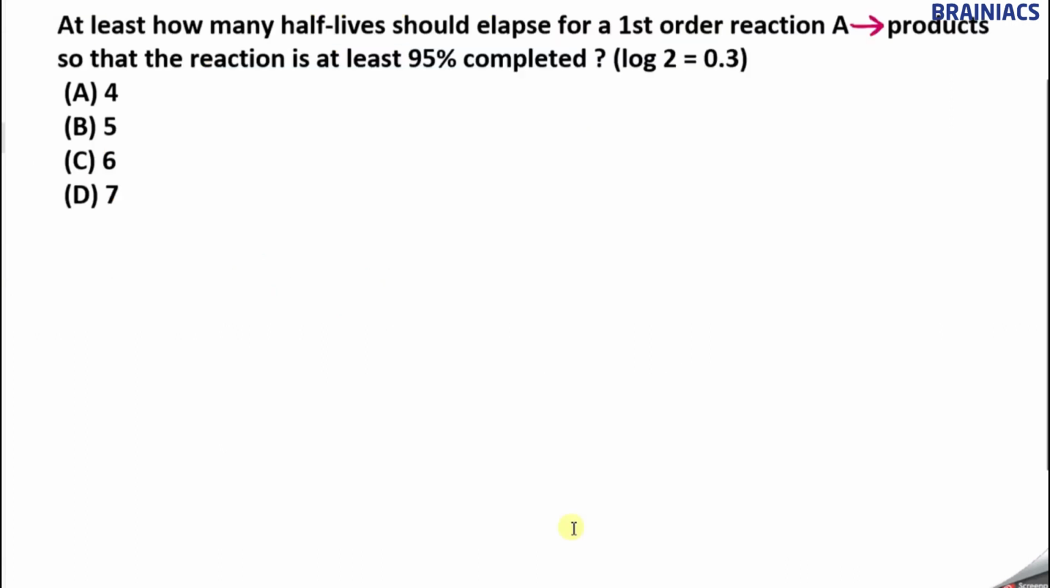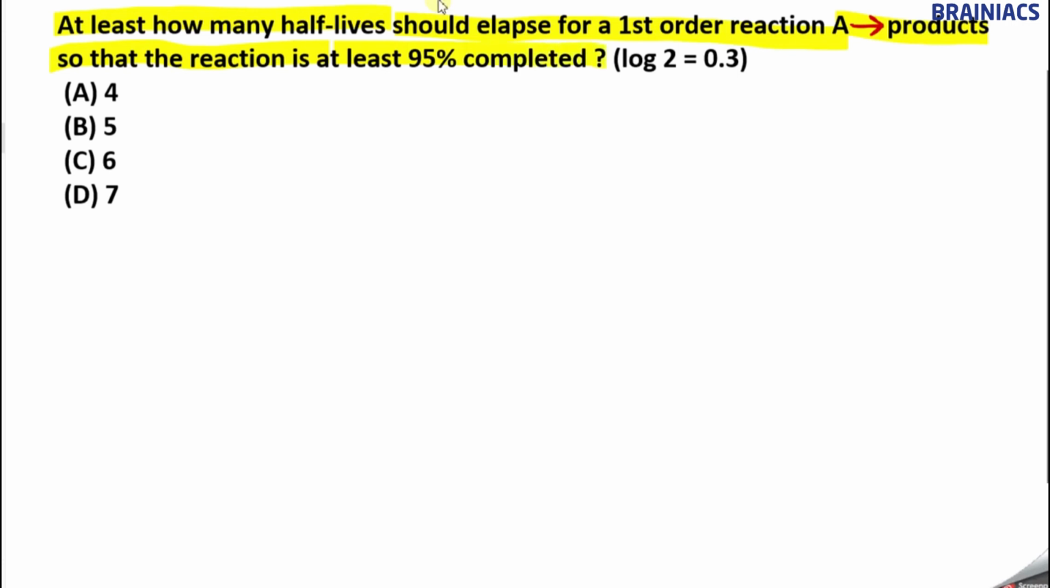Thank you. You have a new question in front of you, so let's try to read the question. The question here is, at least how many half-lives should elapse for a first order reaction, where A is getting converted to products, so that the reaction is at least 95% completed?